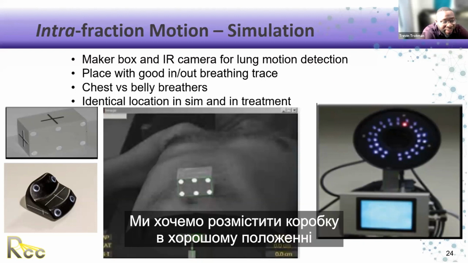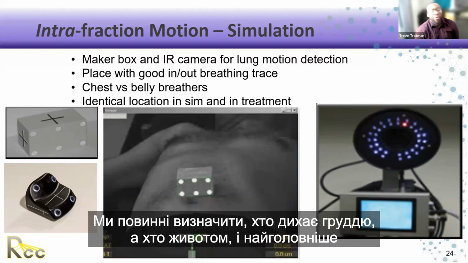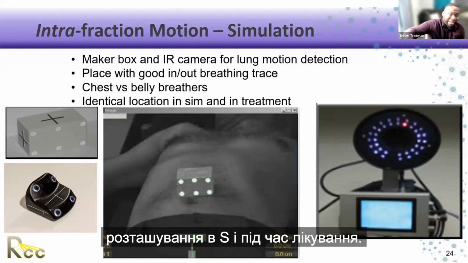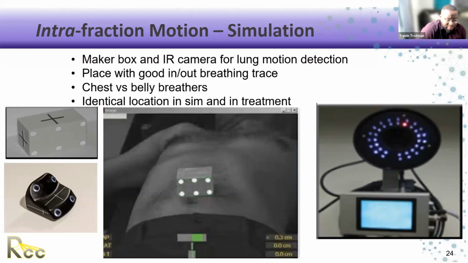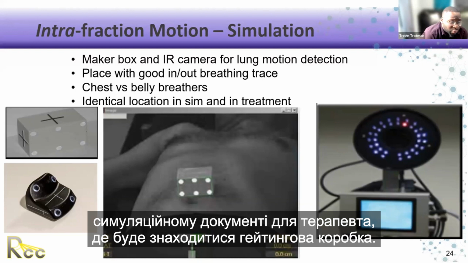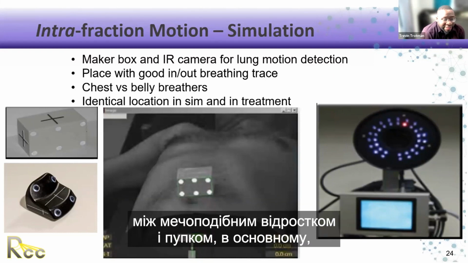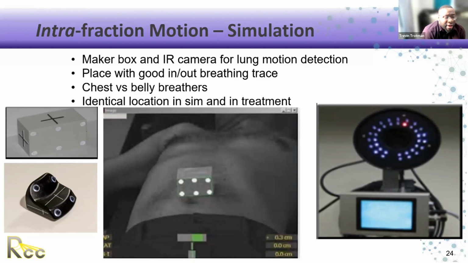We want to place the box in a good in-and-out breathing trace position. We have to establish between chest versus belly breathers. And the biggest thing is we want to have the identical location in sim and in treatment. So we want to make sure we're indicating on our simulation document clearly to the treatment therapist where this gating box is going. Ideally, rule of thumb, we normally have it anywhere in between the xiphoid process and the umbilicus, basically, for the gating box.